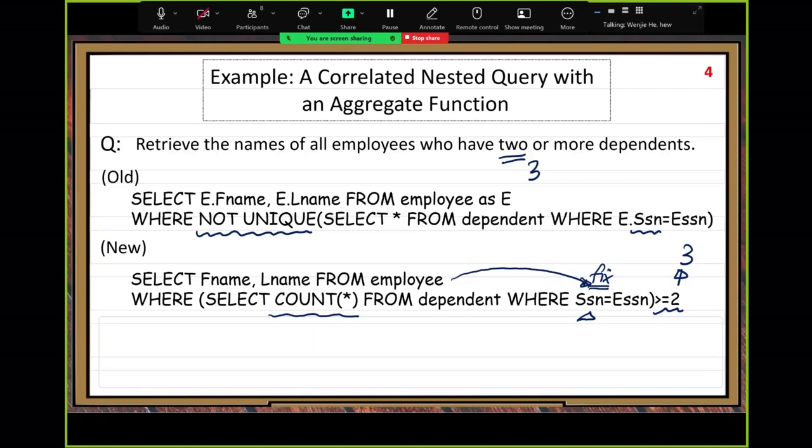But in this example, we do not use the grouping. In the inner query, we apply the count function on that whole table. We do not divide the table into groups.